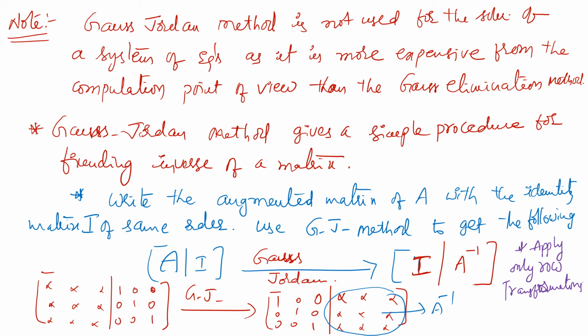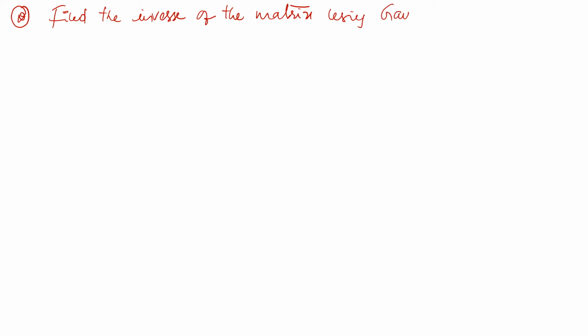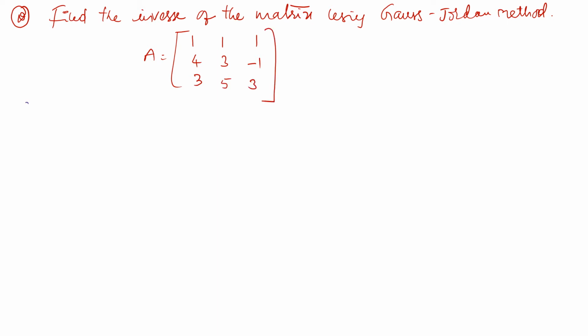Okay, let us do one problem based on this. Now take one problem. Find the inverse of the matrix using Gauss-Jordan method. The matrix is A equal to 1 1 1, 4 3 negative 1, 3 5 3.